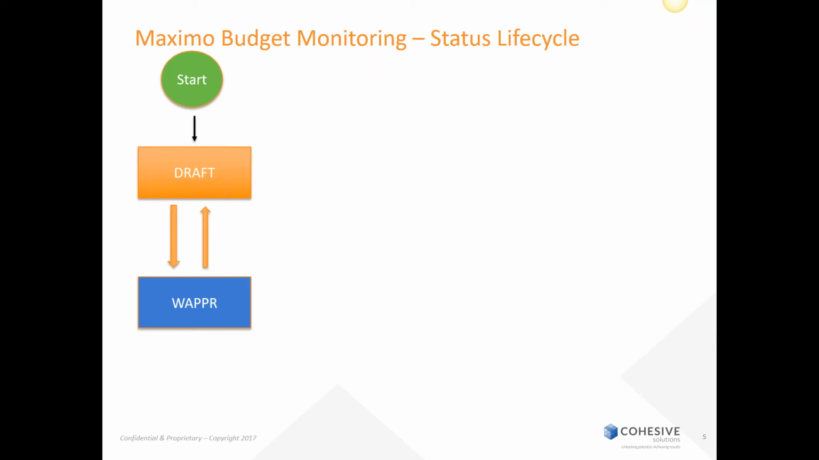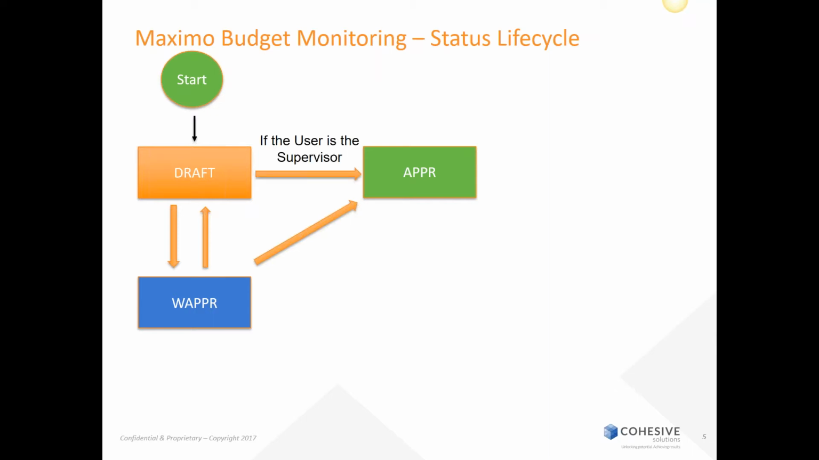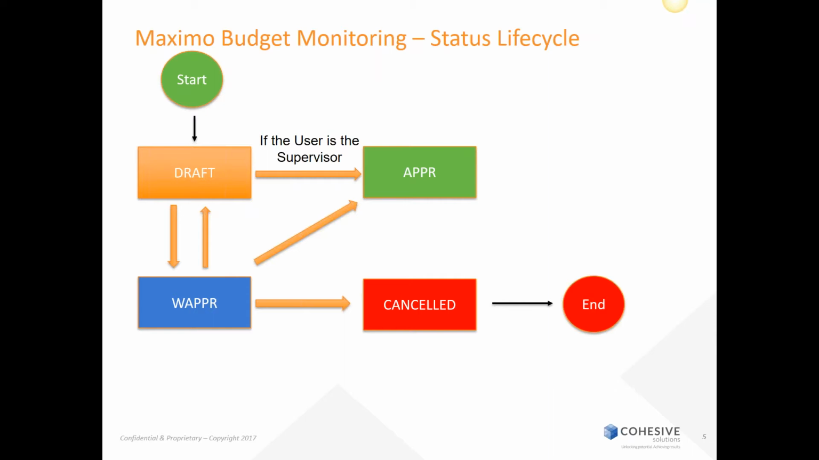You could also, from awaiting approval, send it back to draft. Once you're at awaiting approval, you can also send it, perhaps through a workflow, to an approved status so that somebody could approve it. But if the logged in user is the owner or the supervisor of the budget, then they can take it right from a draft to approved without going through awaiting approval. If you're at awaiting approval, you can also cancel it and just go to an end state with it. It archives it out. And if you're at approved, you go to a close, and then it goes to the same endpoint.